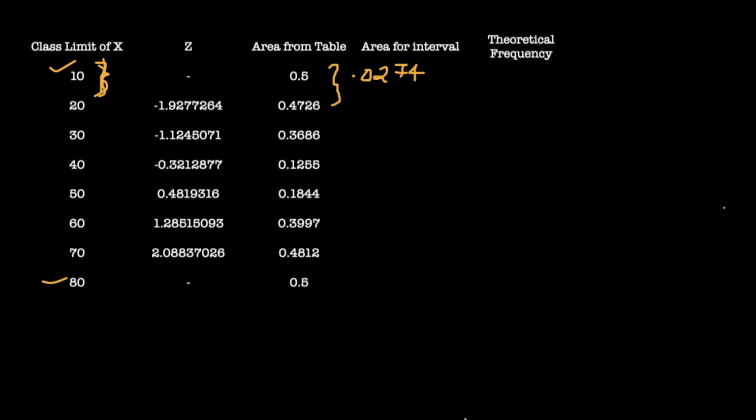Okay, next we have to calculate the value for the interval from 20 to 30, right? That again has the same sign, negative 1.92 and negative 1.12, right? So in this case what should be done? We again have to deduct. So we have to deduct 0.3686 from 0.4726. We have already seen that in our curve, right?